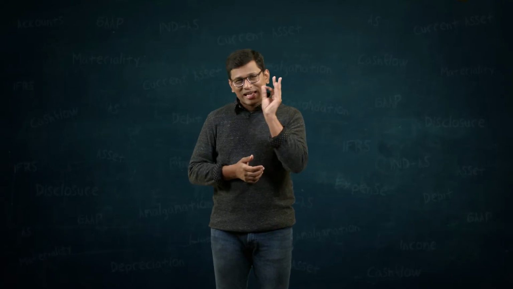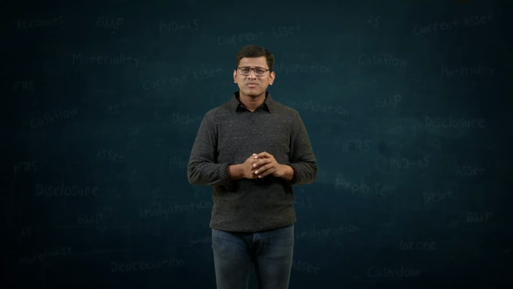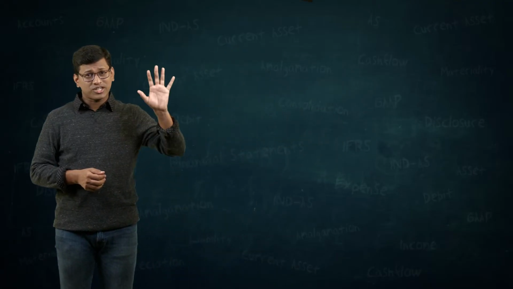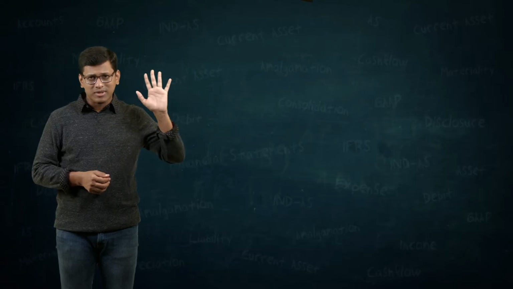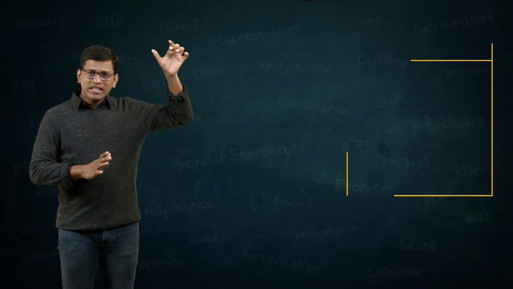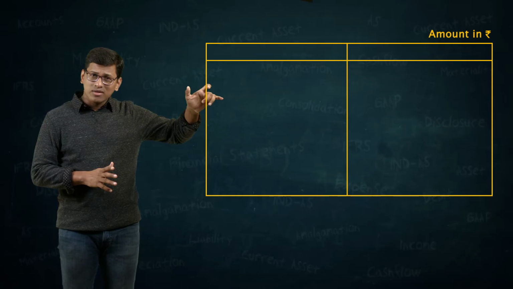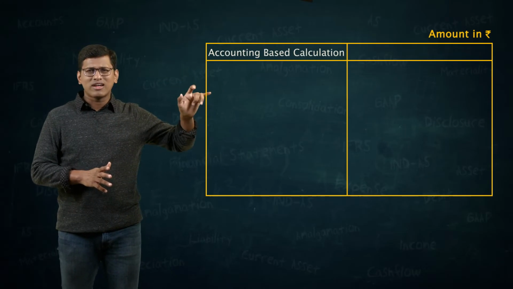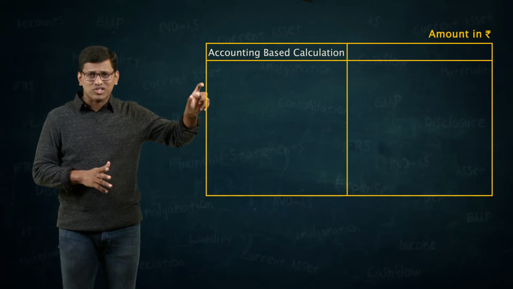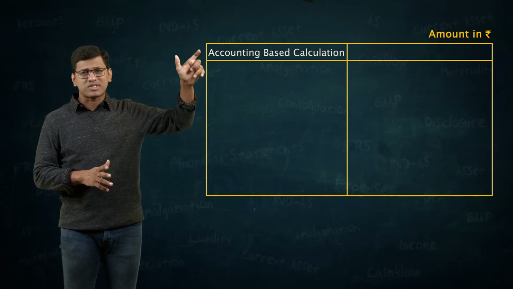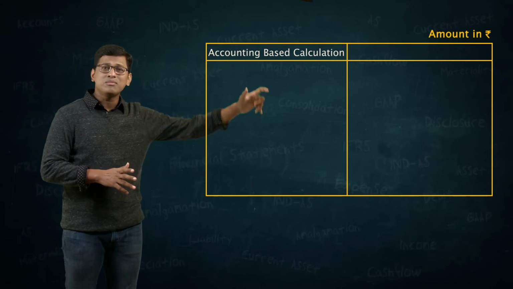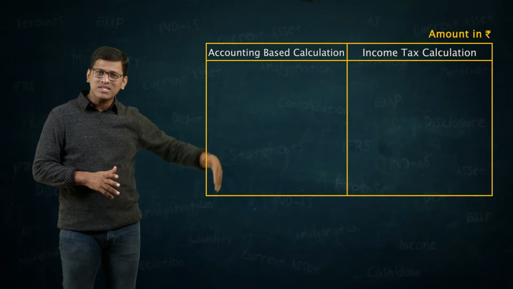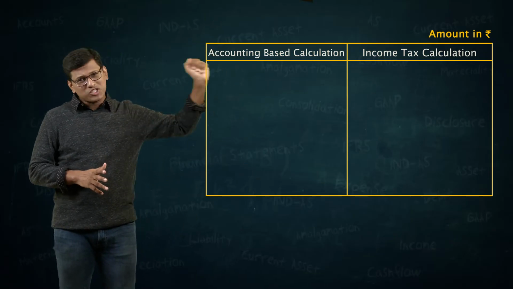Let us take a small example on income taxes. Imagine there is a company which is subject to taxation, meaning that company has to pay income tax. Okay, fine. Now, there are two columns. First column is for Companies Act based calculation, or we can call it accounting standards based calculation. So this is for accounting purpose, right? This second column is for income tax purpose, right? So we have one column for accounting purpose and another column for income tax purpose.